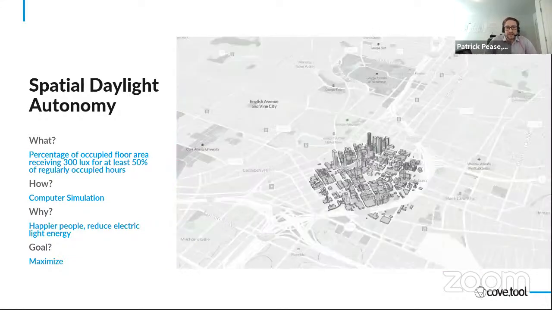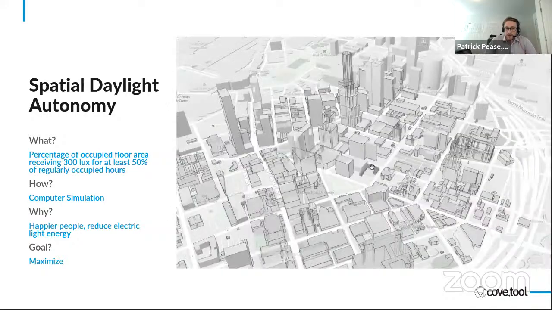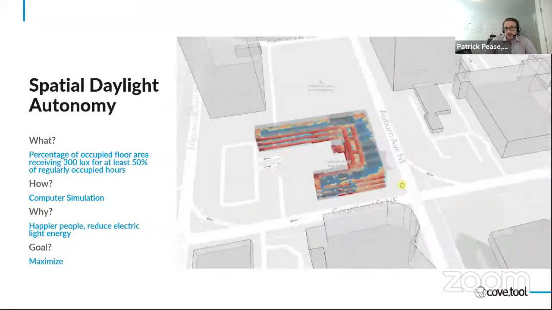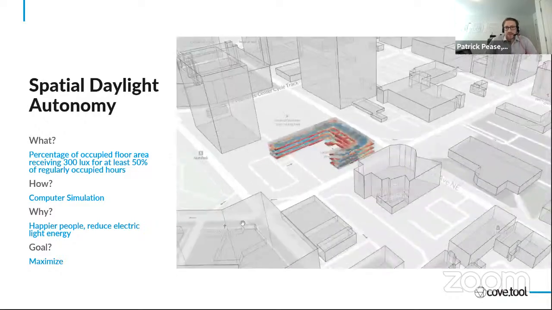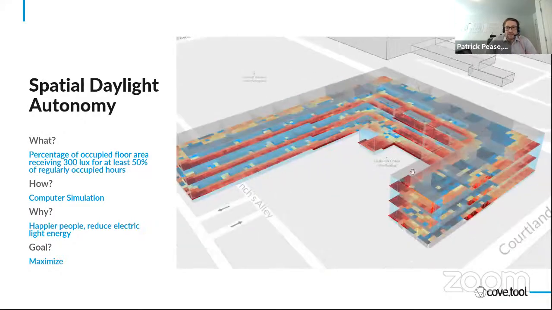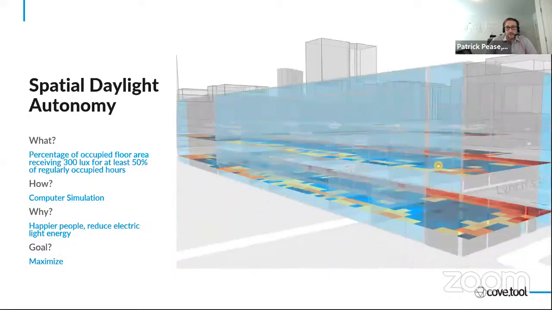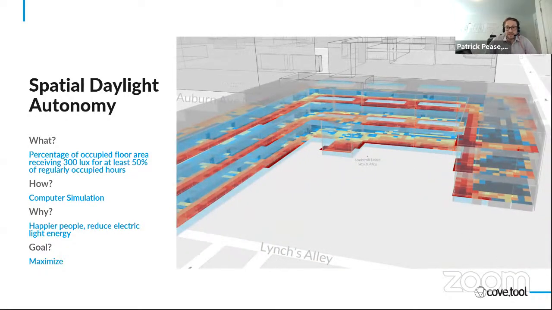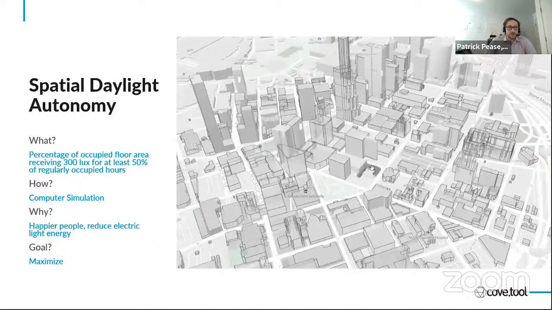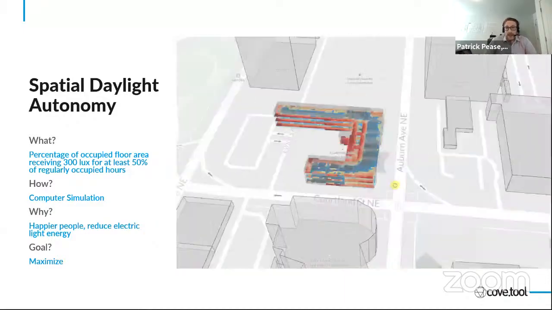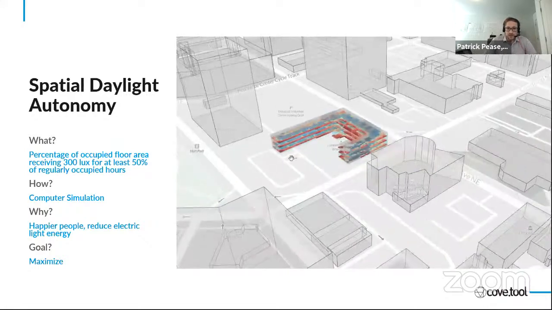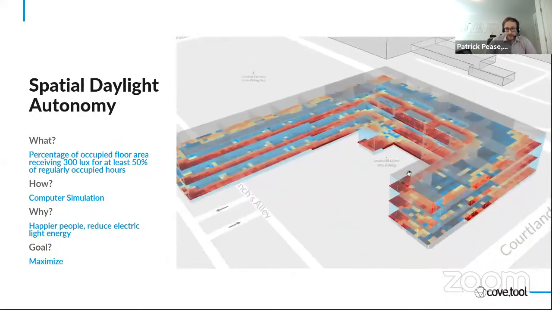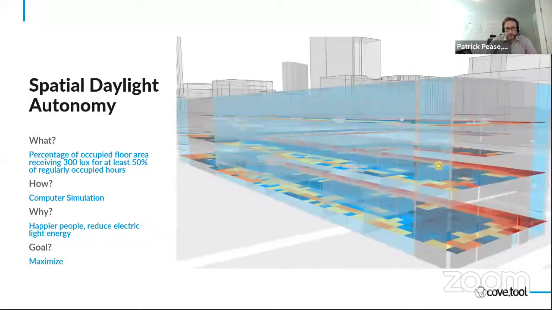Or more specifically, it's the percentage of floor area that's receiving over 300 lux for at least 50% of regular occupied hours. What's that mean, really? It means how much daylight is in my building, how much of the time do people in my building see the sun, see natural light, as opposed to electric light. How would we simulate something like this? It's a computer simulation, and there's several out there. This one, of course, being CoveTool.